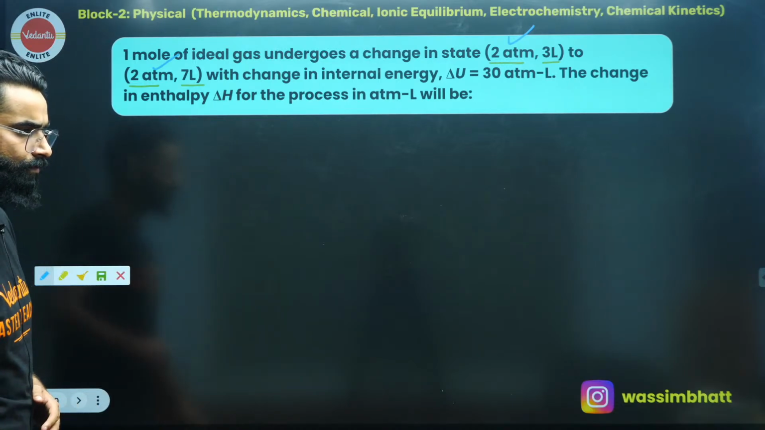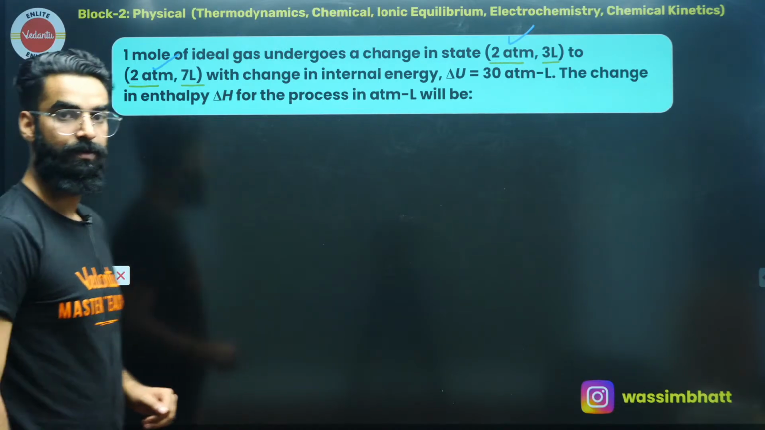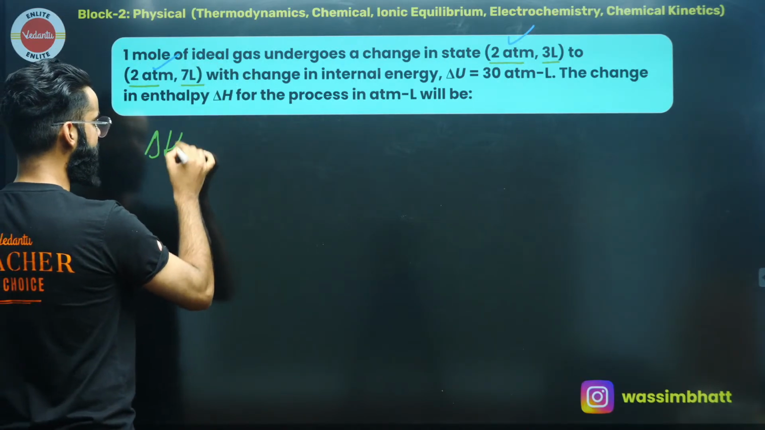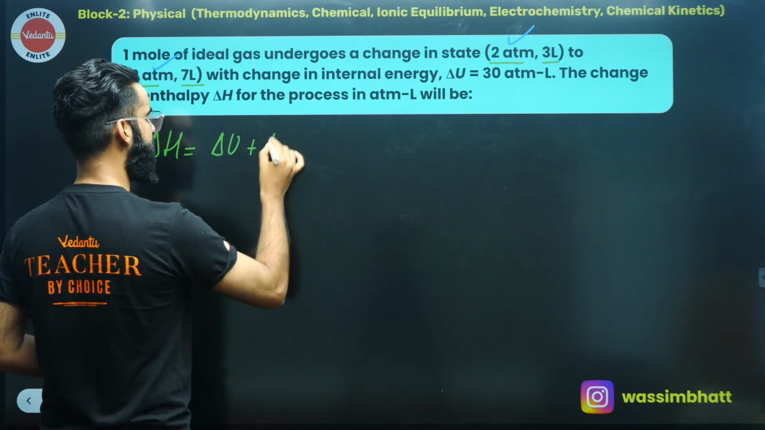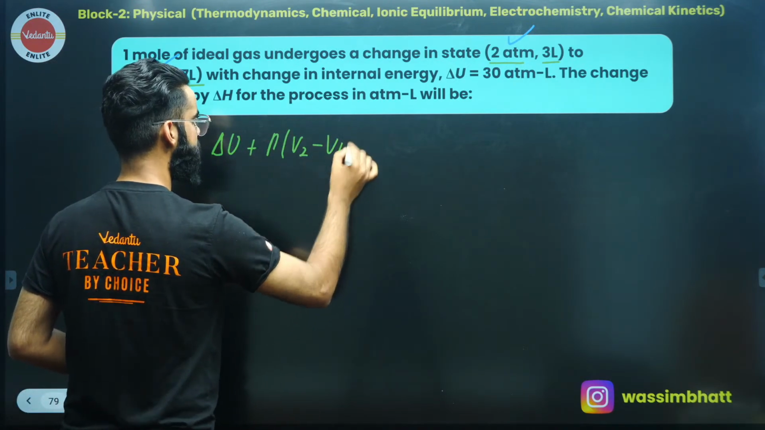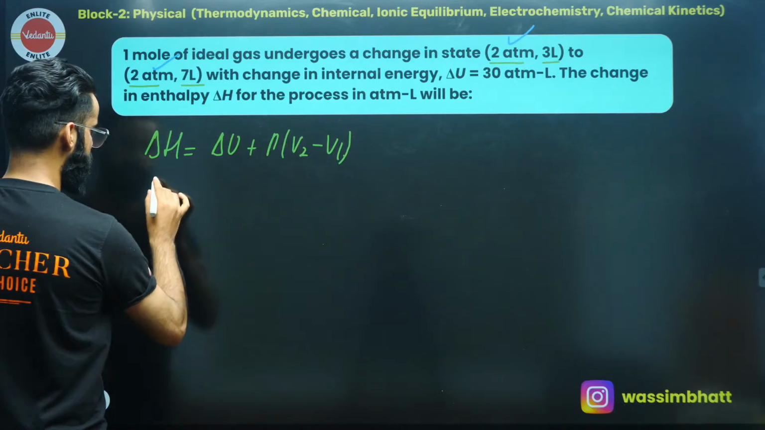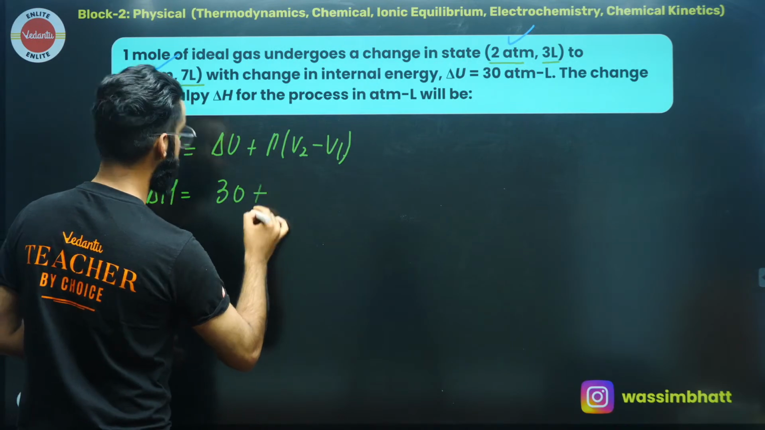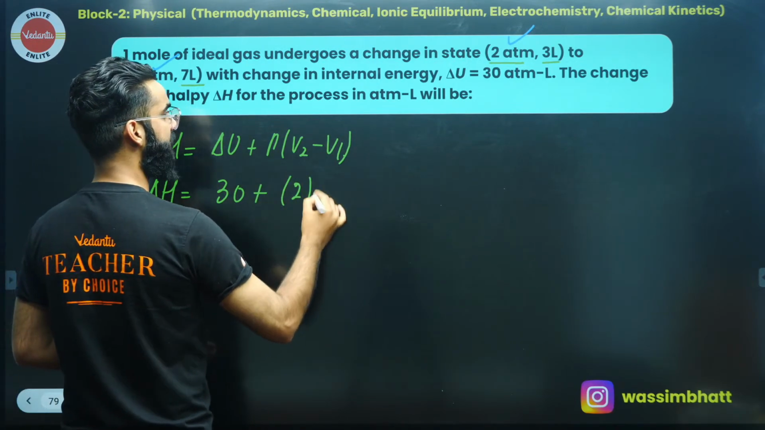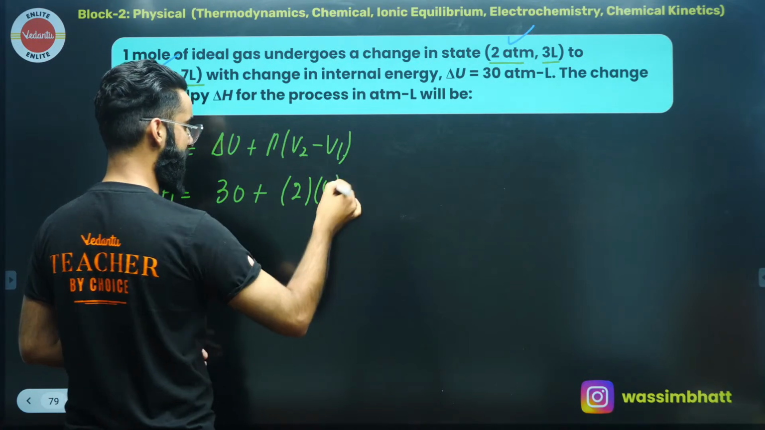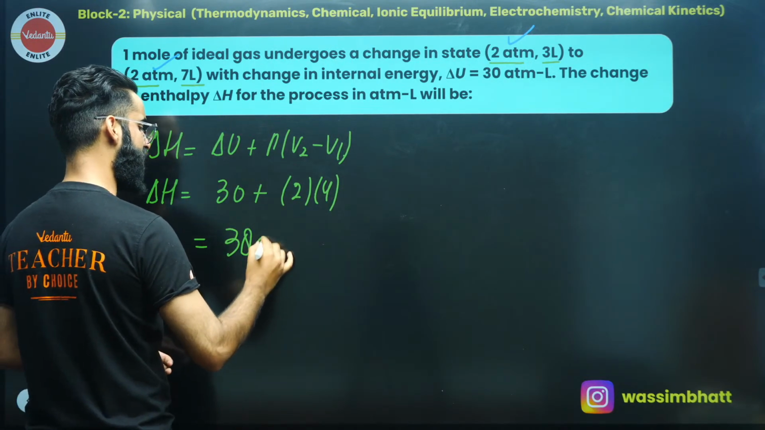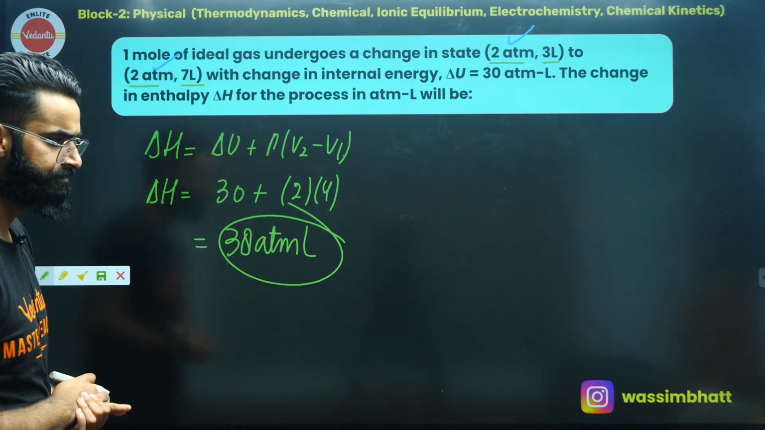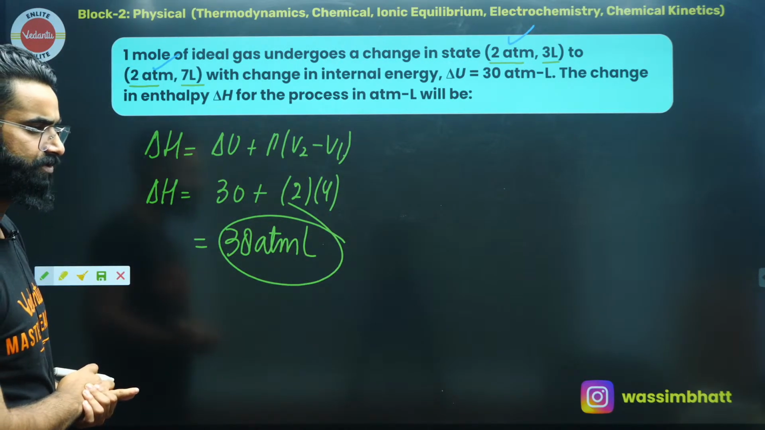So what is the formula which I should be using over here? A simple formula: delta H is equal to delta U plus P delta V. This is the formula I'll be using since the pressure of the system is kept constant. So delta H is equal to delta U, which is 30 atm liter, plus P, which is 2 atm, times V2 minus V1, 7 minus 3 which comes out to be 4. That is 8 atm liter. So the value comes out to be 38 atm liter at the end. This is the value of delta H which you were supposed to calculate.